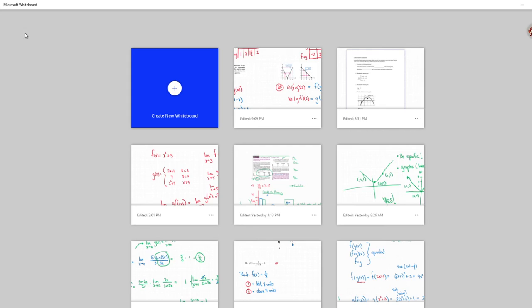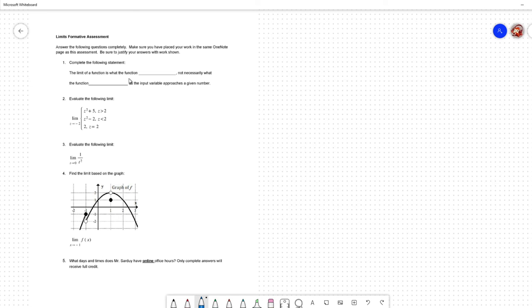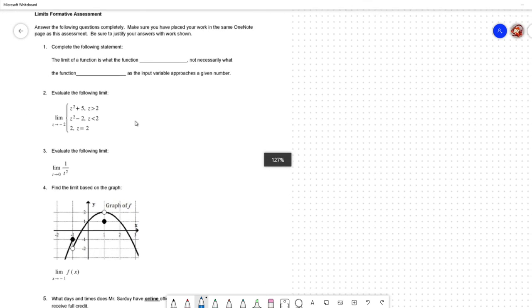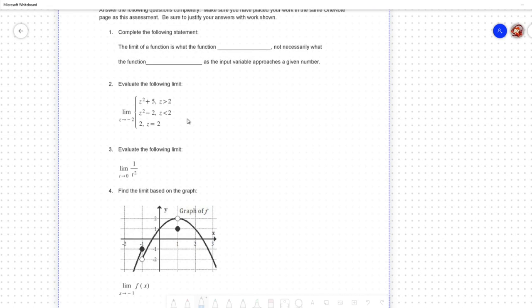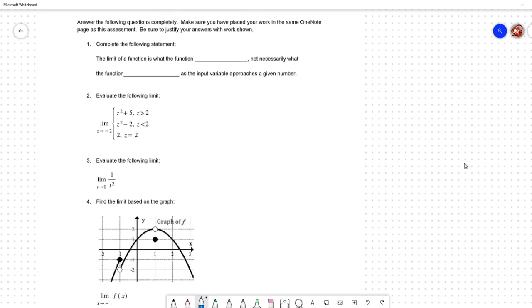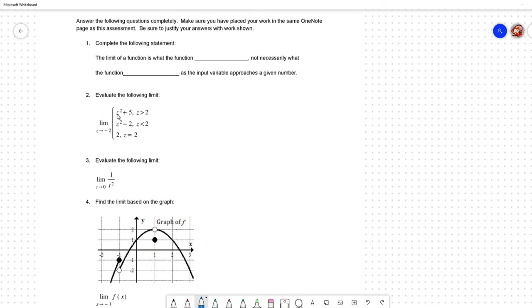Let's flip over to cal, and we only got one question to look at, and this has to do with the last assessment that we did. So I'm looking at question number 2. It said to evaluate the following limit. So it was a piecewise function that we were looking at here. So it says limit as z approaches -2, and we have this piecewise function.